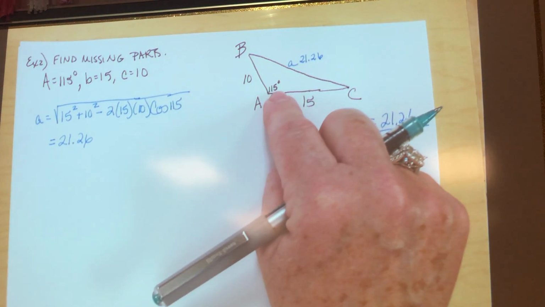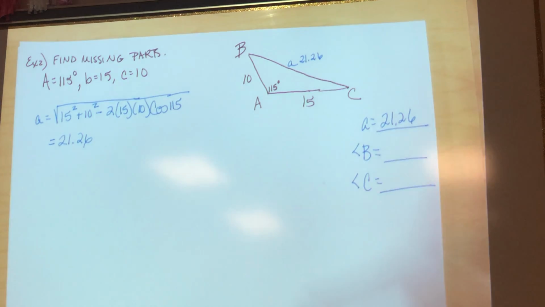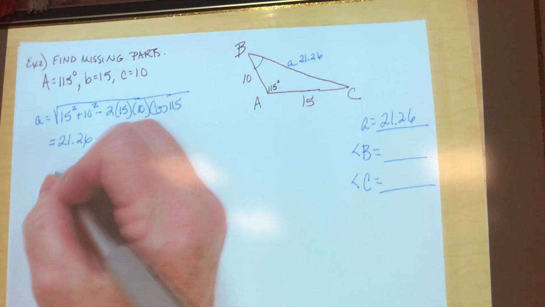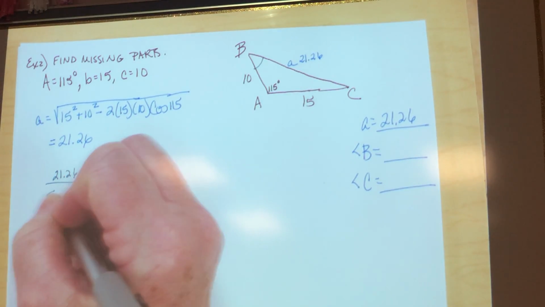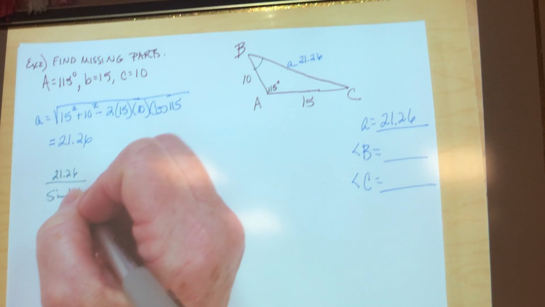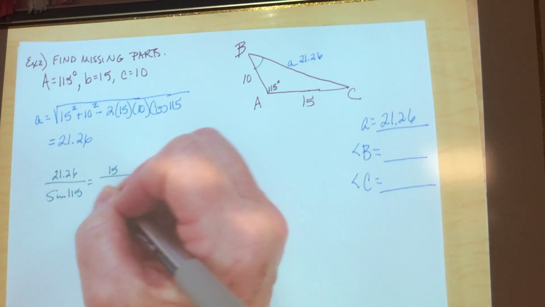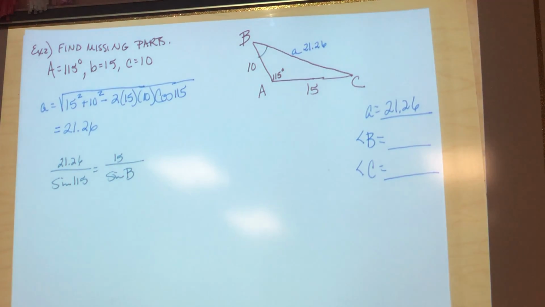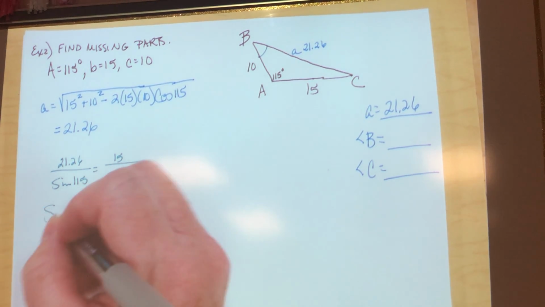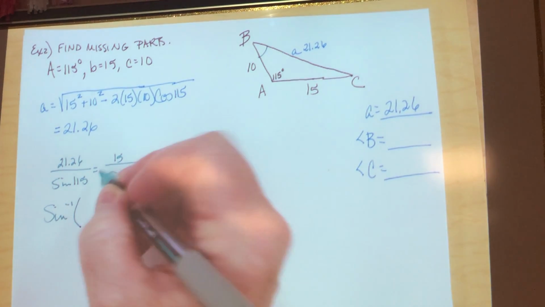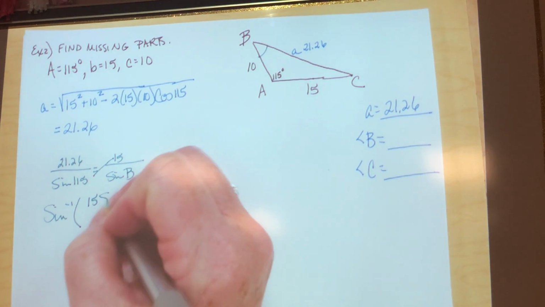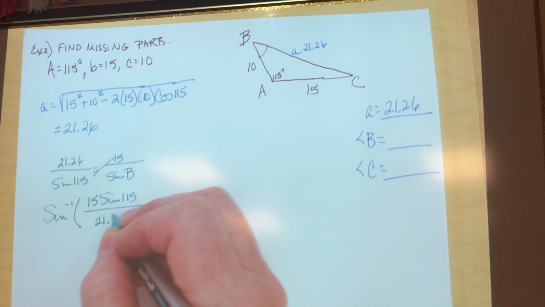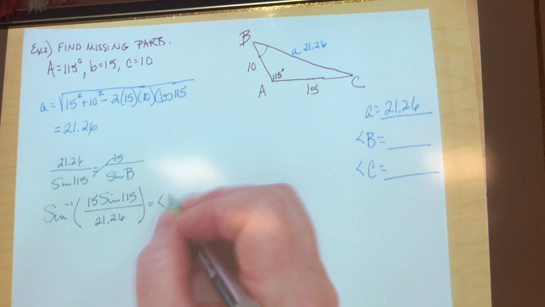So the side is to the sine of the angle as the side is to the sine of the angle. I'm going to look for B right now. So I'm going to say 21.26 is to the sine of 115 as 15 is to the sine of B. What am I using? Inverse sine, people, you're looking for an angle. So inverse sine of the two that I know go on the top, 15 times the sine of 115. The odd guy out goes on the bottom, 21.26. That's going to be angle B.